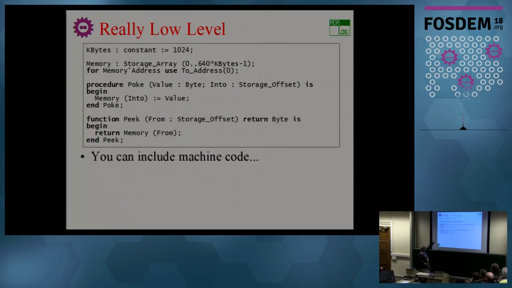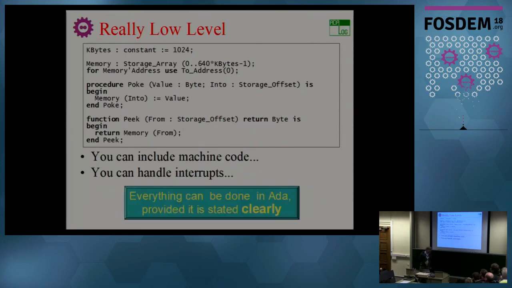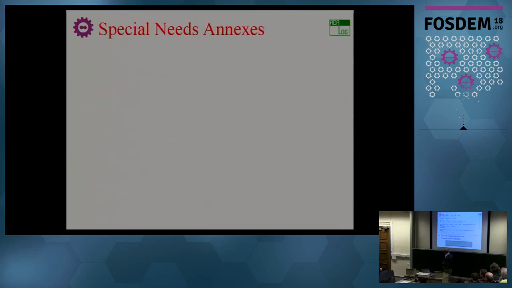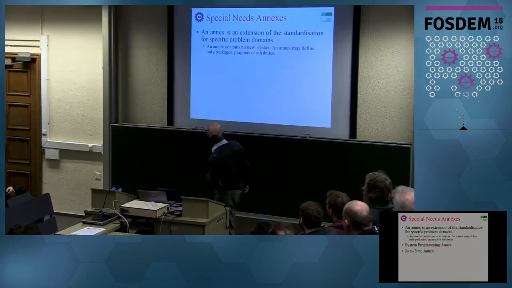And that is how to access bare memory. Time is running. There are features to include machine code. There are features to handle interrupts. It's really possible. You will have an example later today. You really have ways to access the low level. The only thing in Ada is that it's not forbidden to do low-level programming, but you have to state it clearly. If you want to use these things, somewhere you'll say that you depend on interrupts or that you depend on things that allow you to somehow circumvent the typing system.